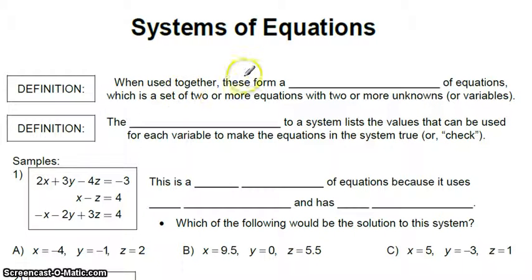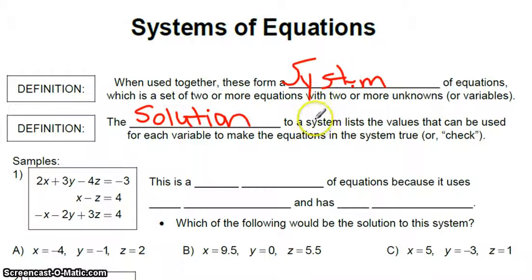It says when used together, these form a system of equations, which is a set of two or more equations with two or more unknowns or variables. The solution to a system lists the values that can be used for each variable to make the equations in the system true, or check. And so we're going to be looking at that check part.